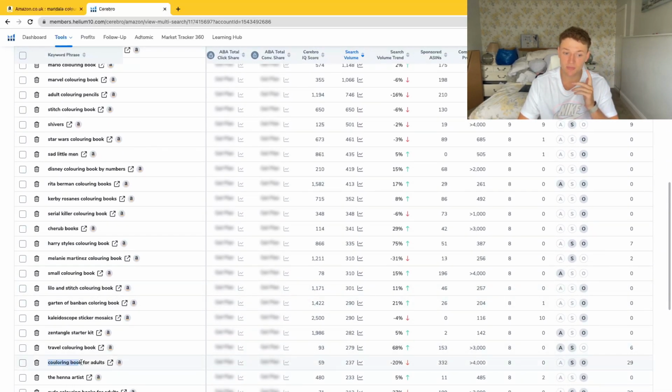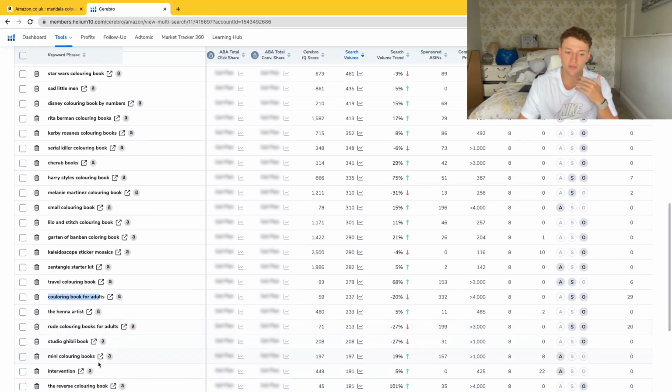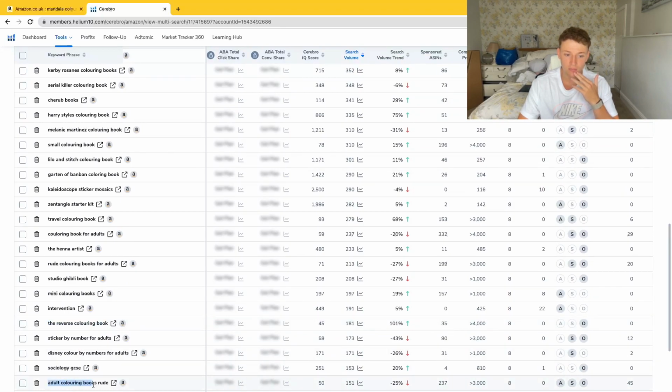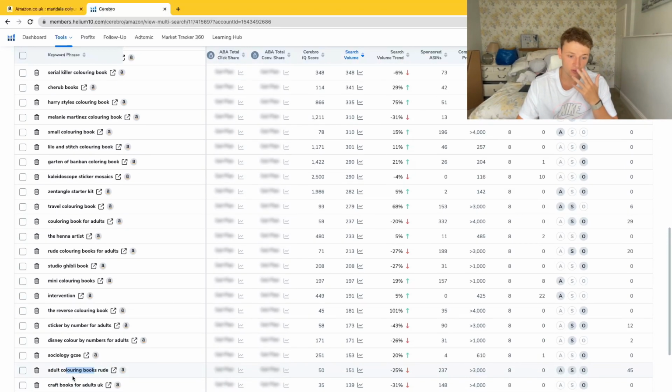So coloring, again, spelt wrong, coloring book for adults. So you can kind of see the same things coming up. The reverse coloring book could be a good one. Adult coloring books, rude. Again, our mandala coloring book generally isn't going to be rude, but if you were making an adult coloring book that was rude, this could be a really good keyword for you.